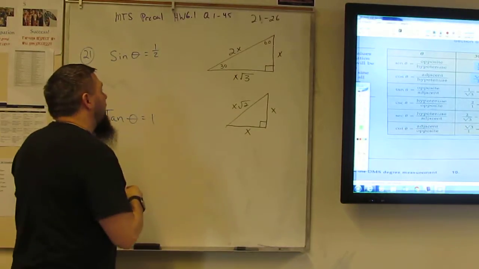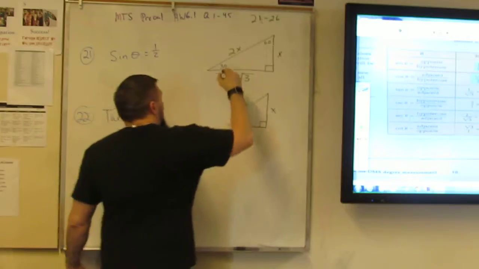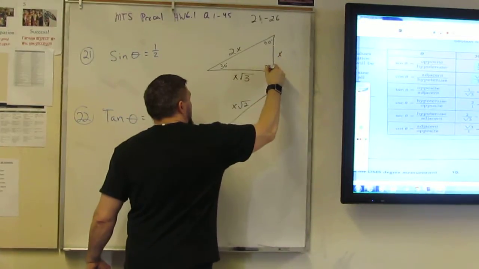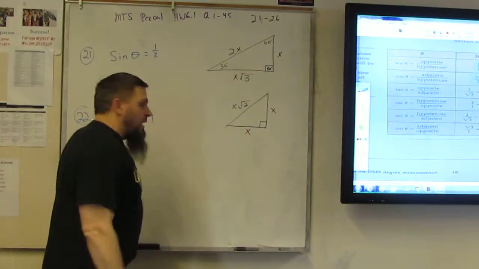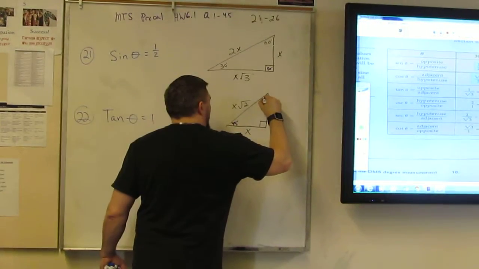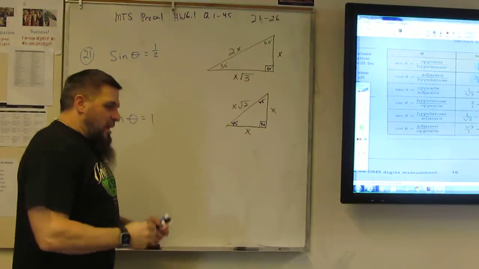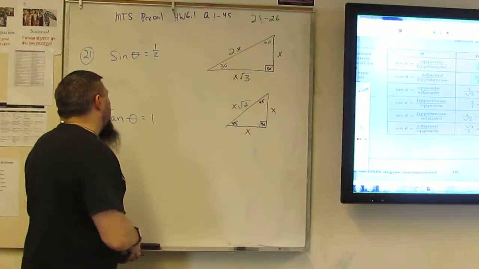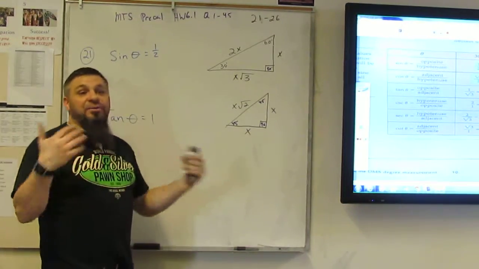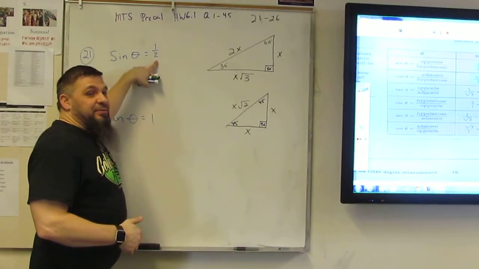Alright, so now you got 30, 60, 90, right? Yeah. So this is 30 degrees, 60 degrees, obviously 90 degrees, right? Then we have 45, 45, 90, right? Okay? And what they want you to do is be able to figure out what the sine of theta is. Now they don't tell you where theta is. They do tell you that it's 1/2.